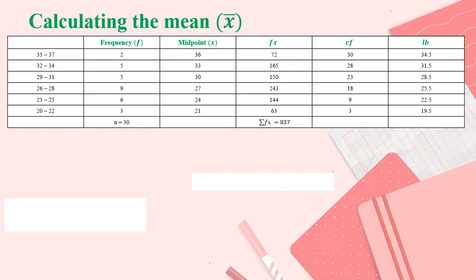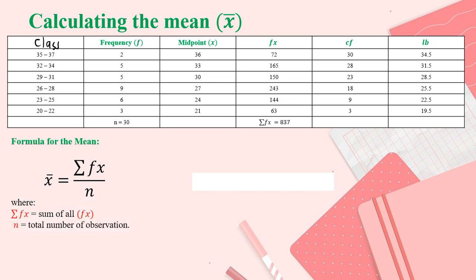Okay. So now, again, we have this table po, yung ginawa po natin kanina. Ayan na siya lahat. So we have the class, the frequency, midpoint, f of x, cf, and lb. Okay? So ito po yung sinolve natin kanina. Kunin na po natin si mean. Again, para makuha nyo po si mean, we have the formula summation of f of x divided by n, where summation of f of x is the sum of your f of x. Ito po yun. Sum daw po nito, which is ito po. And then, n po is the total number of your observation, which is ito.